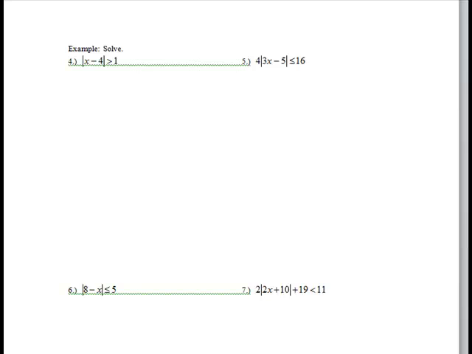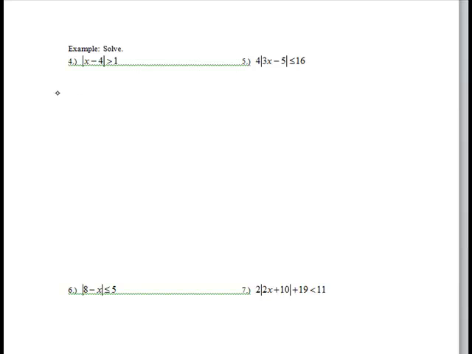In this case, step number 1 is already done for us. The absolute value is already isolated on the left-hand side. So now we want to get rid of it. Look at the inequality symbol, it's greater than, which tells us we're going to drop the absolute values by rewriting this as an OR inequality.